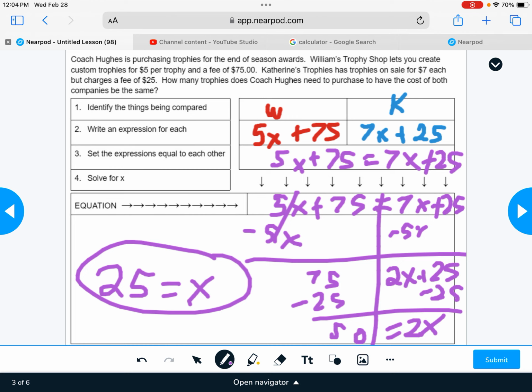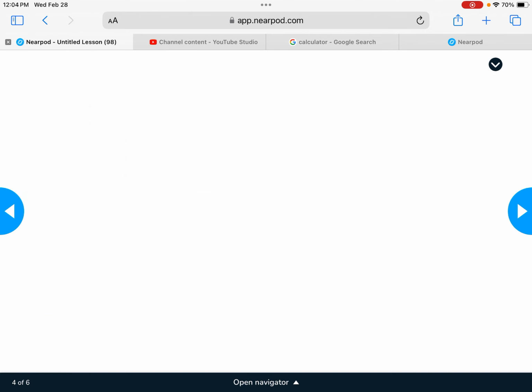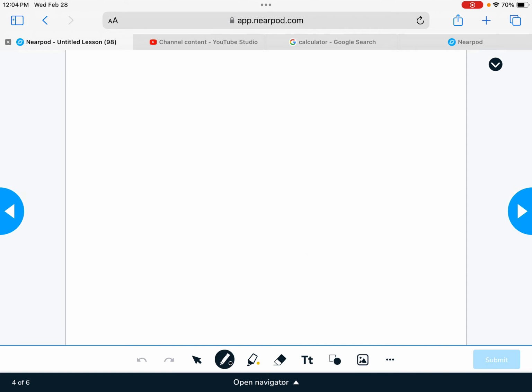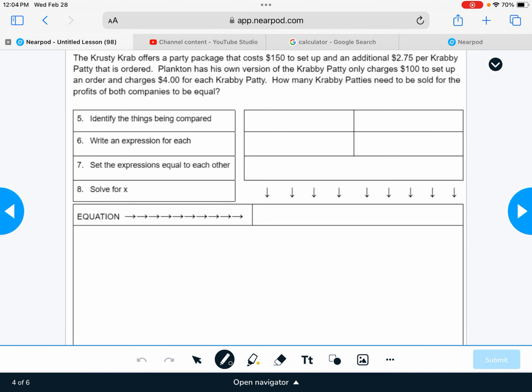Okay? So let's go ahead and look at the next equation, which is going to be on the back. Again, that equation hasn't been written for us. We have to write it for ourselves from this equation. Okay, so the Krusty Krab offers a party package that costs $150 to set up and an additional $2.75 per Krabby Patty that is ordered. You guys know when you go to Chuck E. Cheese's for a birthday party that you had to pay to be able to have your party there, and then you had to pay for the number of people that were coming, but it was at a discounted rate, right? That's the kind of thing that's going on here.